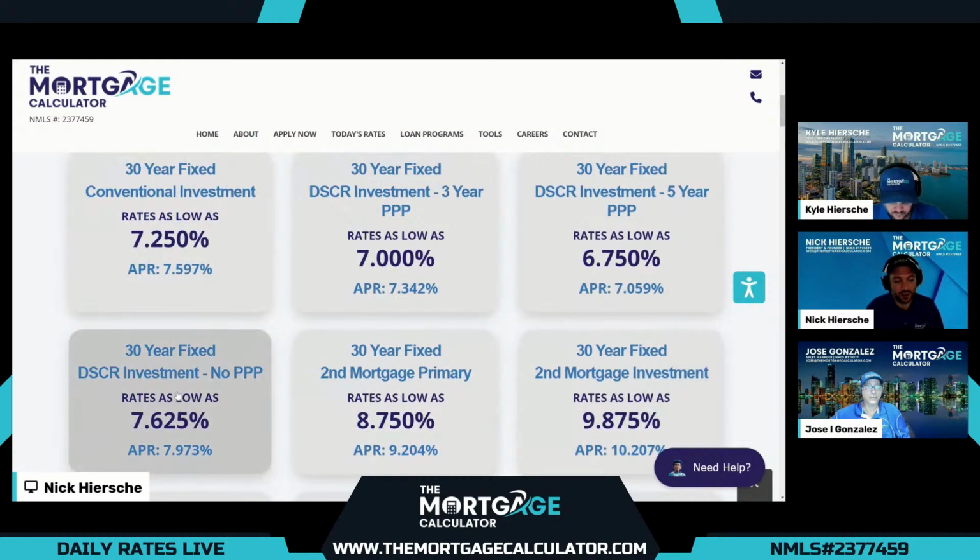And our final DSCR option, some investors don't want a prepayment penalty or some states don't allow it. We do have options for that. Rates as low as 7.625. Final APR comes in at 7.973. So this is still just a touch above conventional. I would still say 100% of investors would take a DSCR option over a conventional option when it's well within the cost, even with the no prepay.